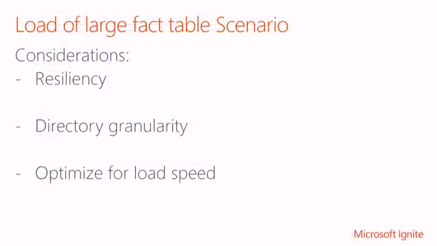So yeah, some considerations. We talked about them. Resiliency. Really work out what granularity of the directory structure we need to worry about. Is it daily, monthly, yearly? How do we tie that in with resiliency too? How can we loop through this to do several medium-sized loads rather than one giant load? And the last one is how do you optimize for speed?